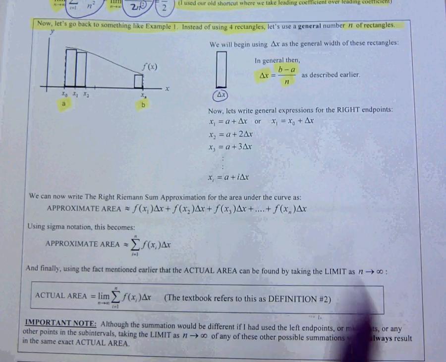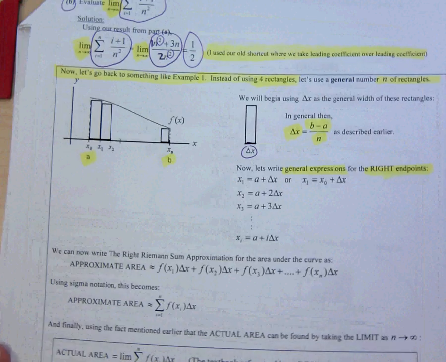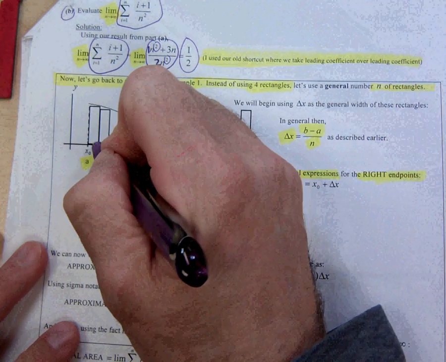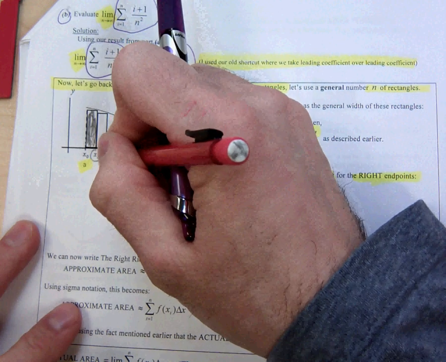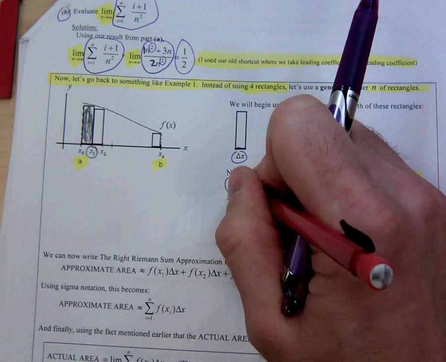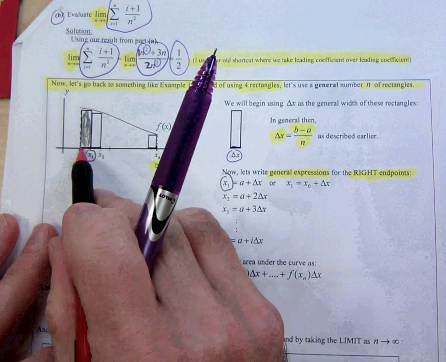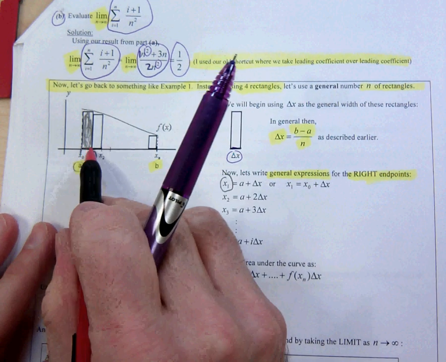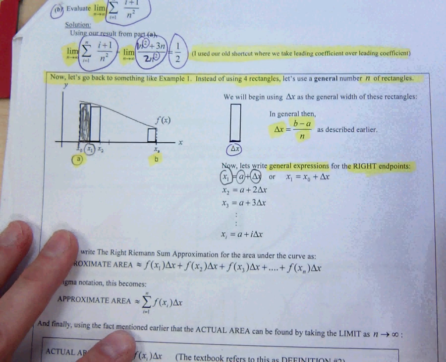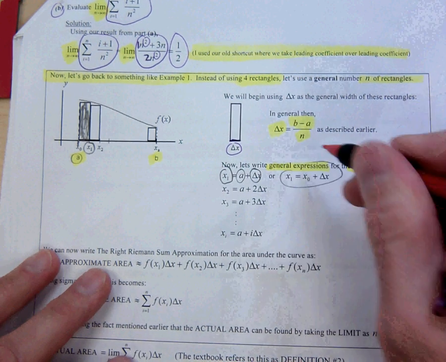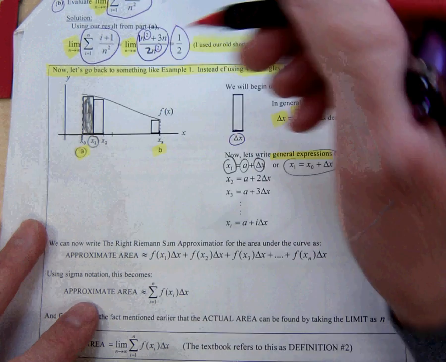what I want to do is I want to write general expressions for the right endpoints. Okay, and so if you look at it, for my first rectangle here, the right endpoint will be x of 1. Now, how do I find x of 1? Well, think about it. I'm starting at A, right here, this is A, and I'm adding 1 rectangle width. So I'm starting at A, and I'm adding 1 delta x, okay? Another way you can look at it is, you're starting at x of 0 and adding a delta x, same thing.